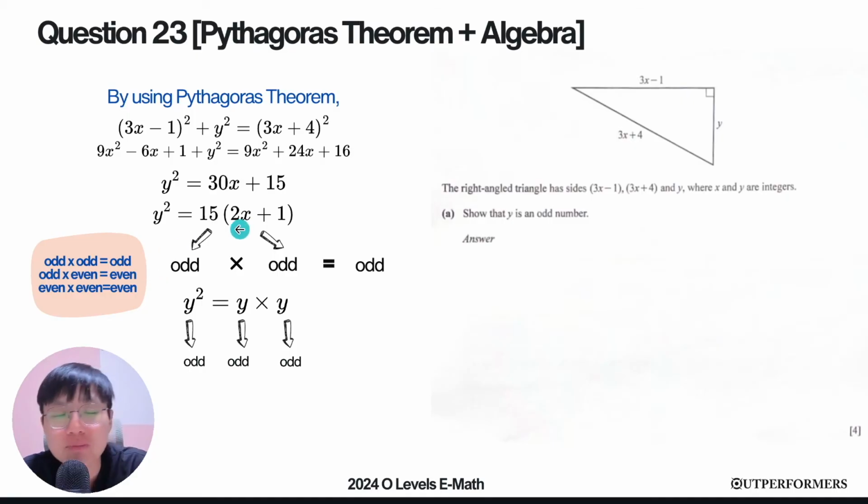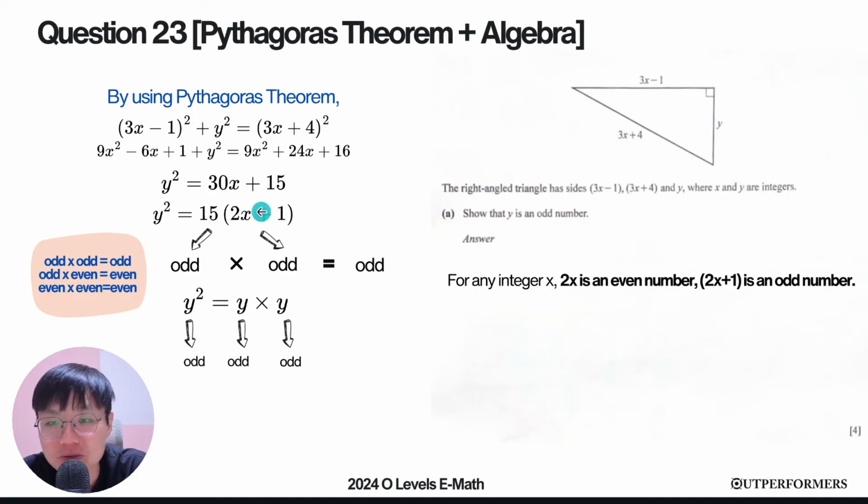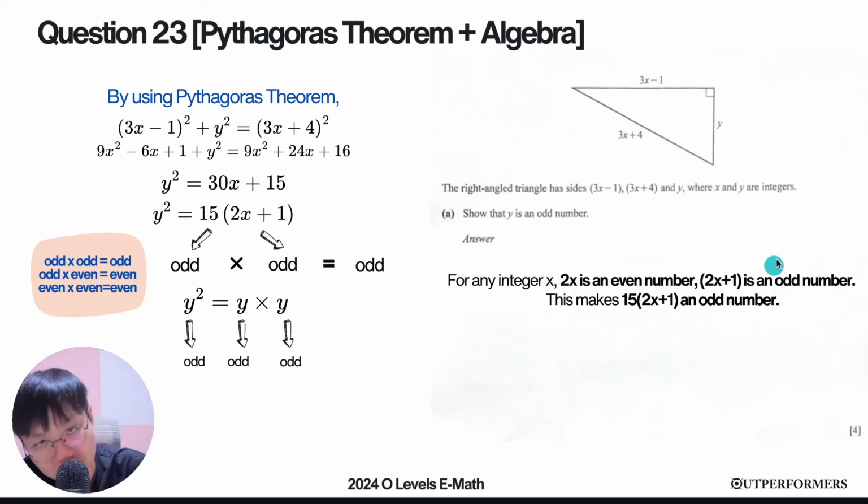Okay, but of course we cannot just draw so many arrows as your final answer. So let's put them together in words, right? So for any integer x, we're going to start from here. 2x is an even number. So from here, after this stage, you can jump to here. 2x plus 1 is an odd number. So it makes, right, the multiplication of the odd times odd to give you odd number here.